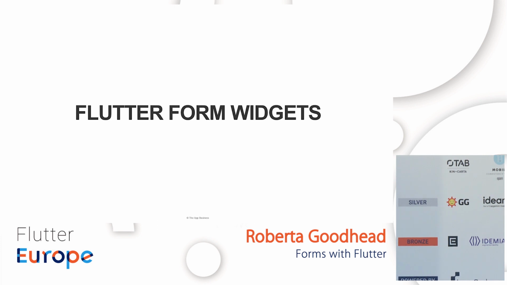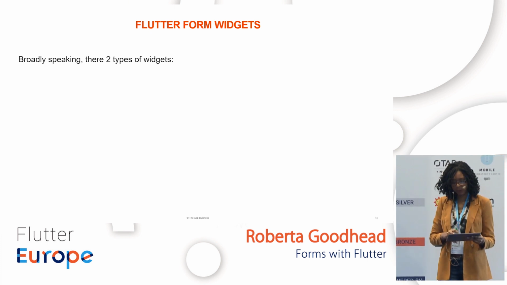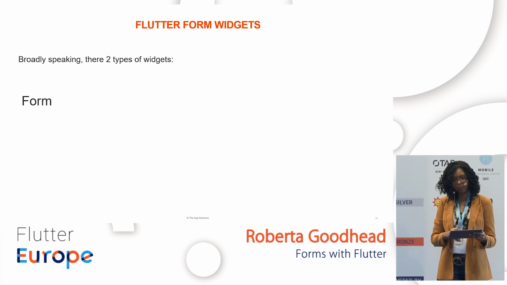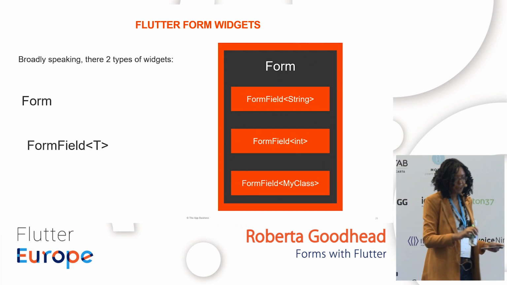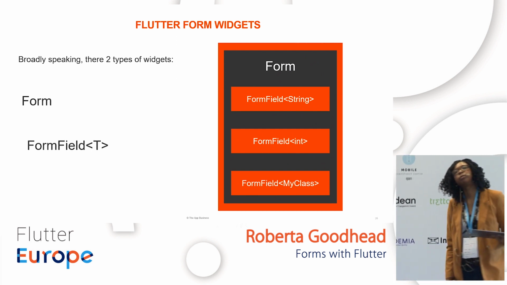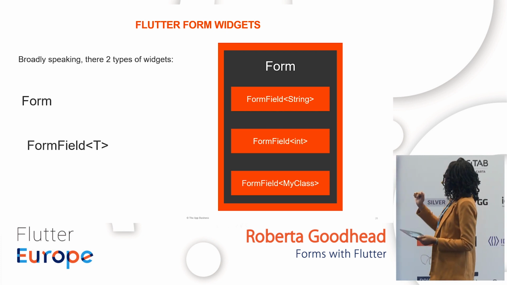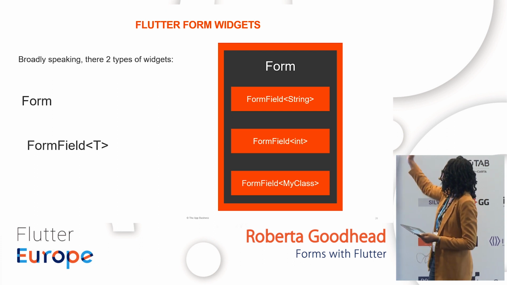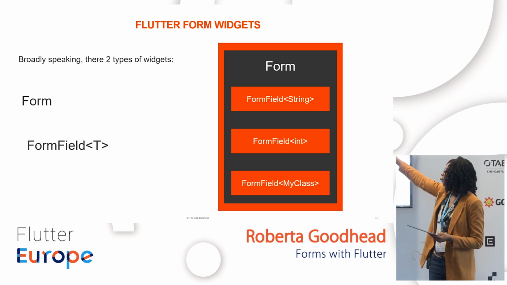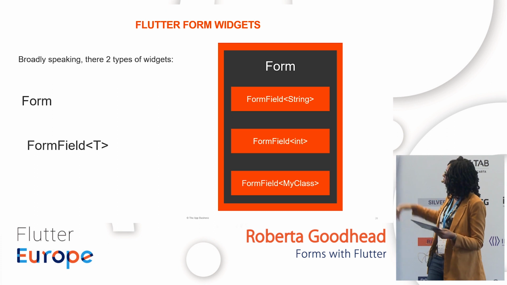So broadly speaking, there are two types of widgets: form and form field. So this represents our form in the widget tree, and a form will have form field descendants that can be typed. So it could be typed as a string, int, or a custom class.